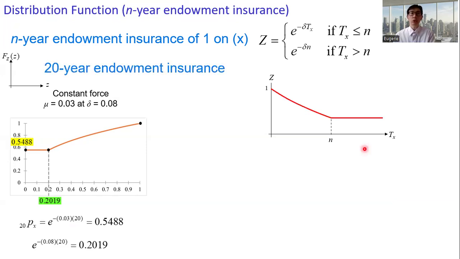Consider the 20-year endowment insurance. The graph for the endowment insurance is very similar to the N-year term insurance for the right portion of the graph. And then the minimum value of z is no longer 0. The minimum value of z for endowment insurance occurs at Tx equals n, which is this point. And the probability that z equals e to the power minus delta n is npx.